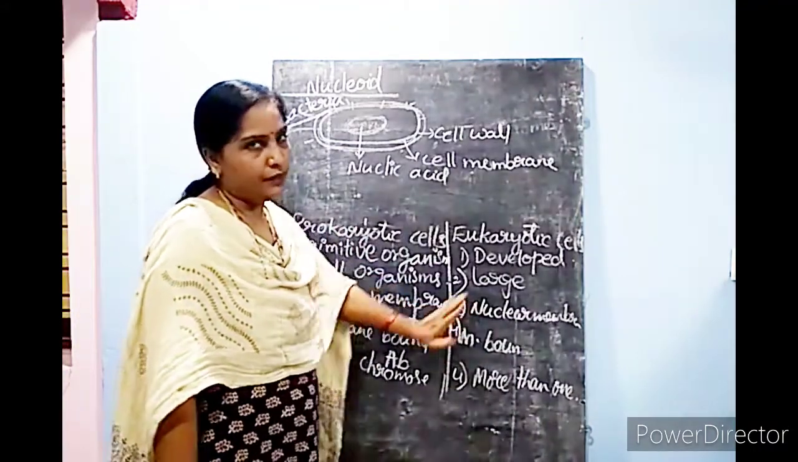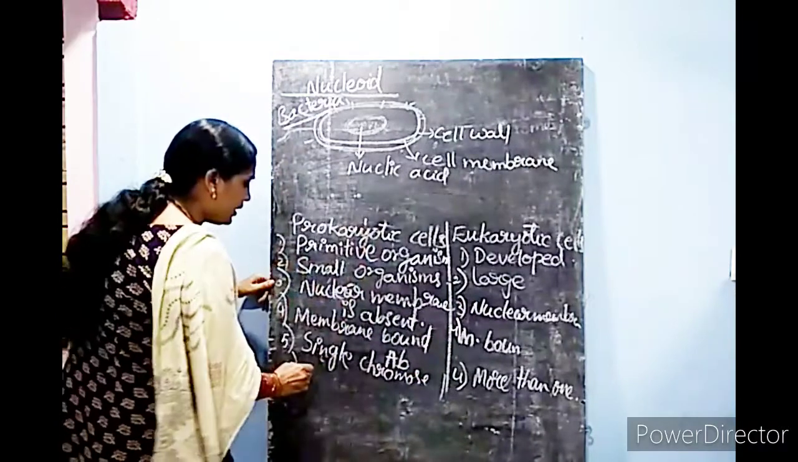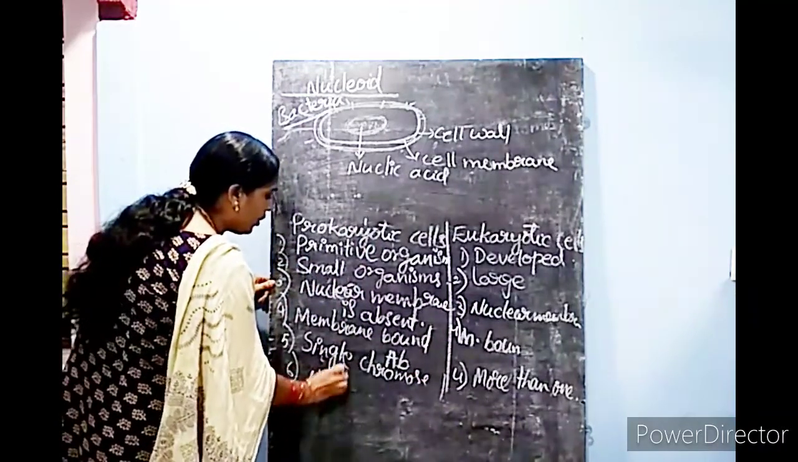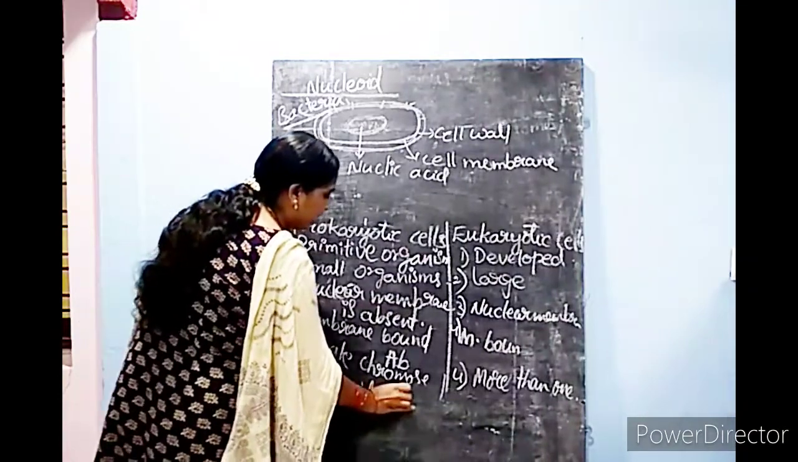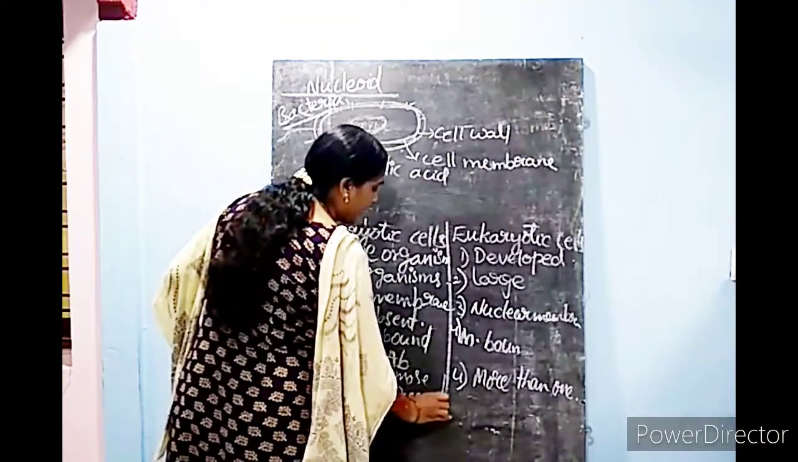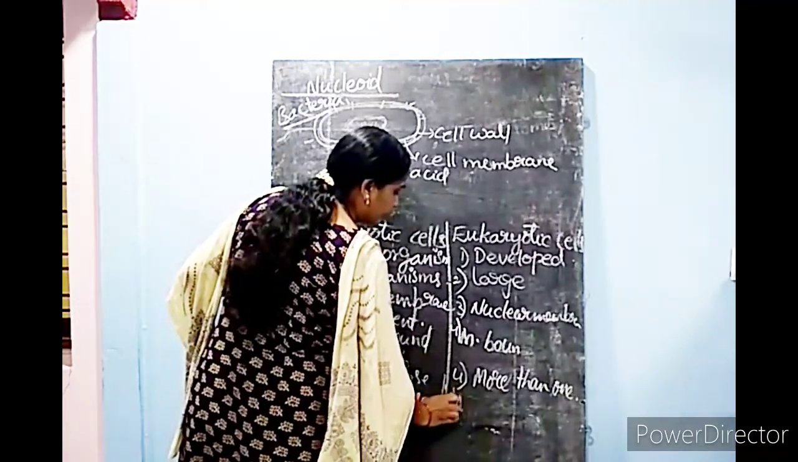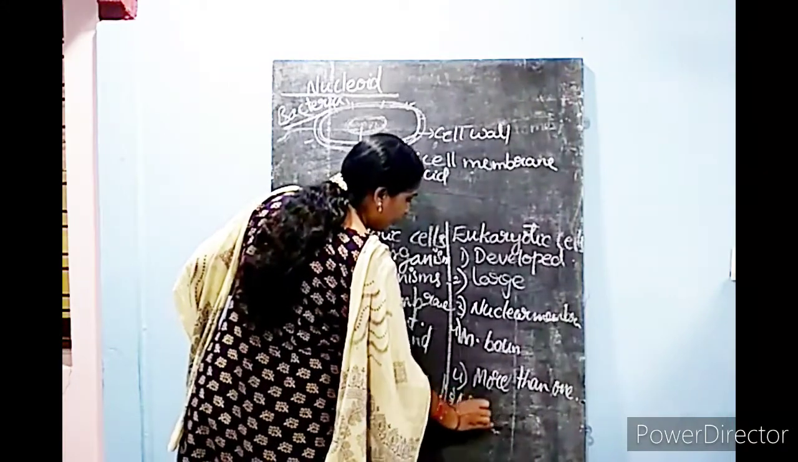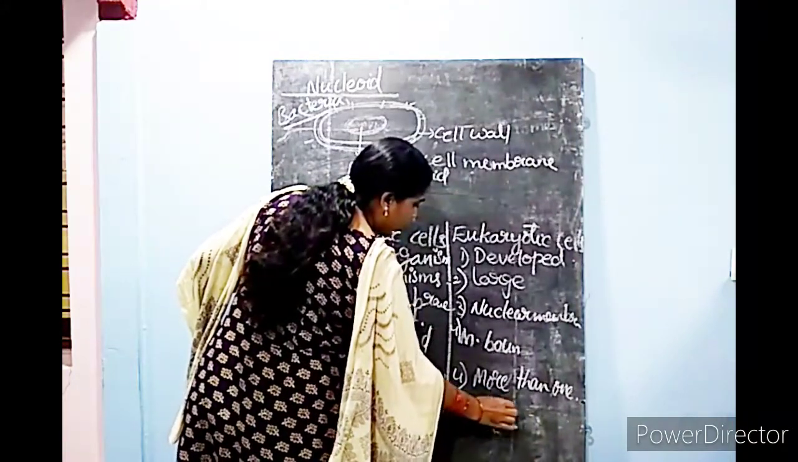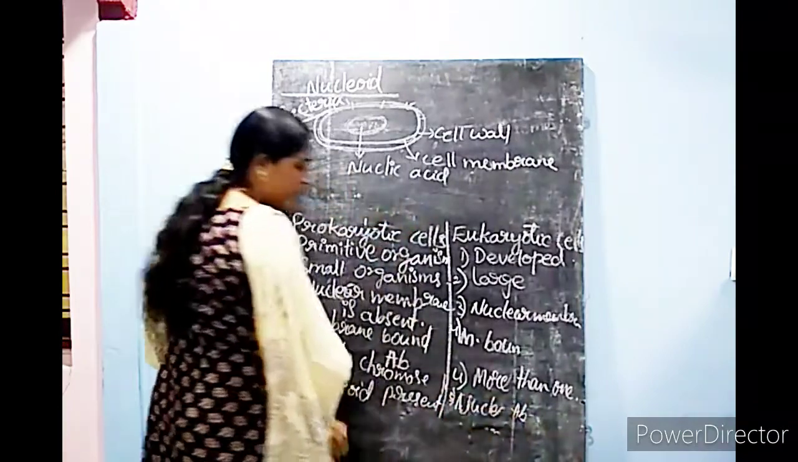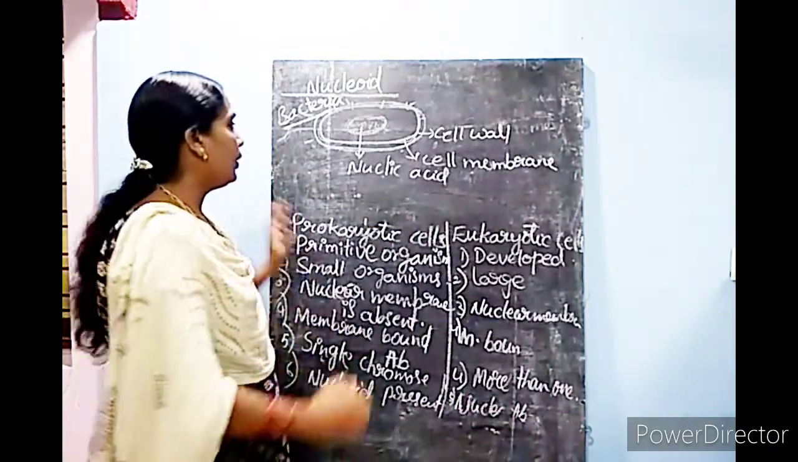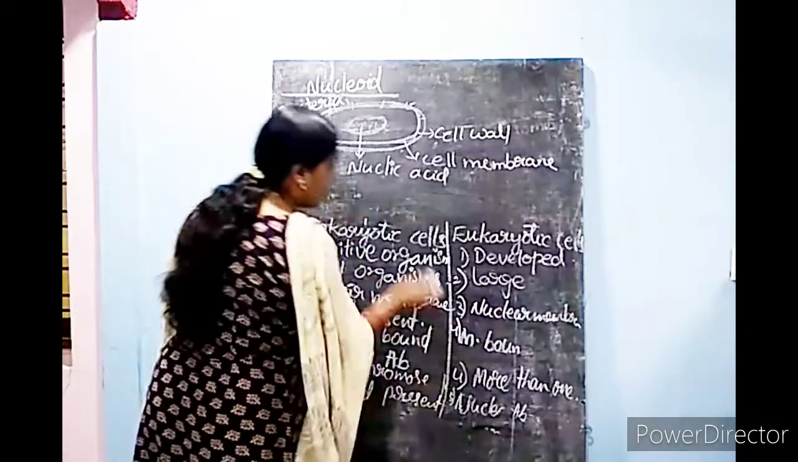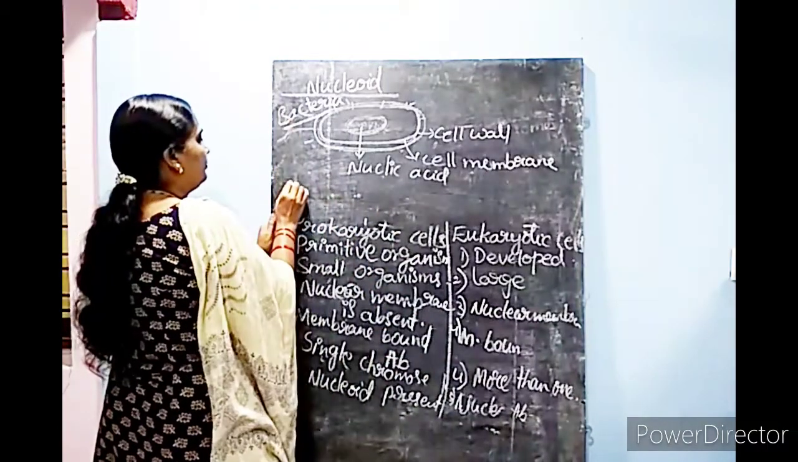In the prokaryote and eukaryote differences you are writing, here you can write: nucleoid present, and here, nucleoid absent. In eukaryotes, the nucleoid is absent. In prokaryotes, the nucleoid is present. Okay, and the next one is nucleoplasm.